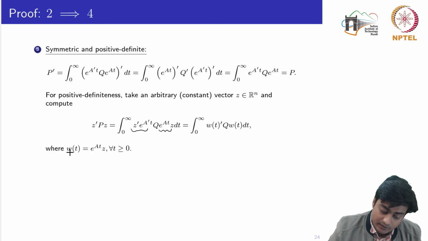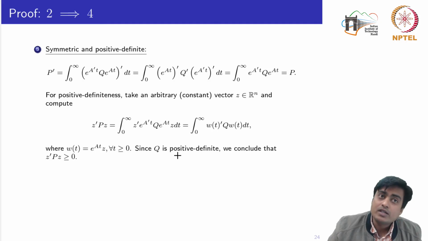So see, if you take the w transpose, you would obtain Z transpose e to the power A transpose t, which is this part. So I can write this as w transpose Q w. Okay, so we know that Q is already a positive definite matrix. If Q is a positive definite matrix, then I know that this part would be greater than or equal to 0. We will come on to this part, equal to 0.